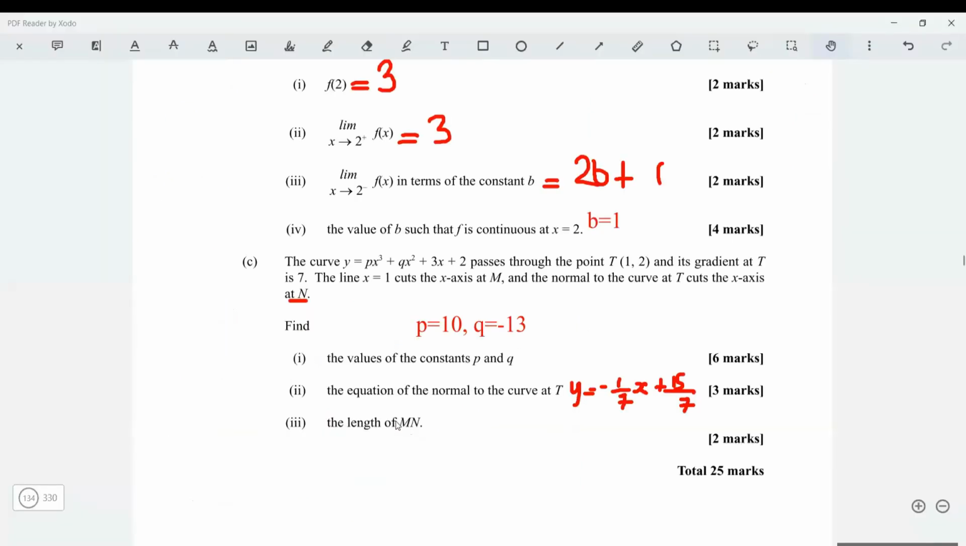So first we need to find N, before we can find the length of MN. It's easy to find M, right? Because it tells us that the line x equals 1 cuts the x-axis at M. So we know what M is already. We just need to find N.